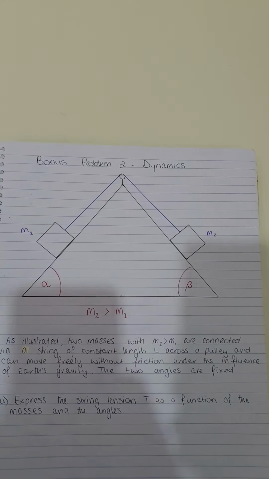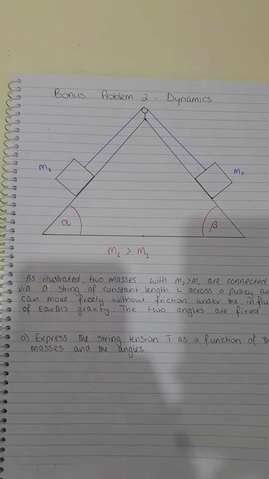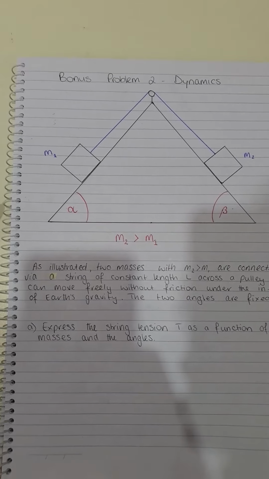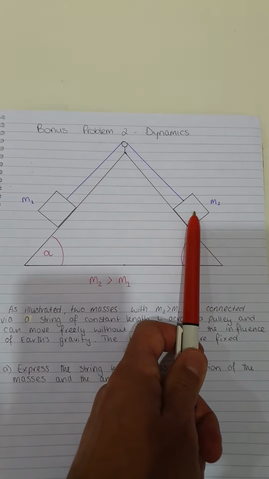Now these masses are able to move freely up and down their respective slopes without friction under the influence of Earth's gravity. We've also been given the condition that mass number 2 is greater than mass number 1.